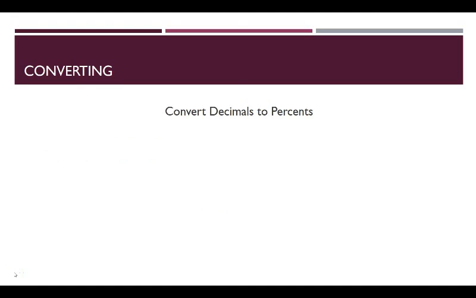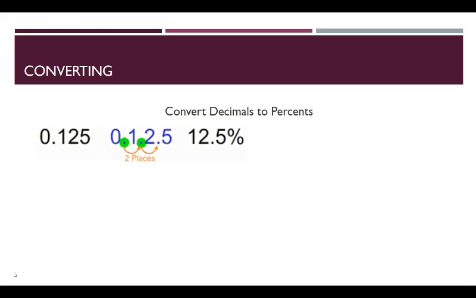To convert a decimal to a percent, move the decimal point 2 places to the right and add the percent sign. To convert 0.45 to a percent, start with 0.45, move the decimal place 2 places to the right, and add the percent sign to get 45%.